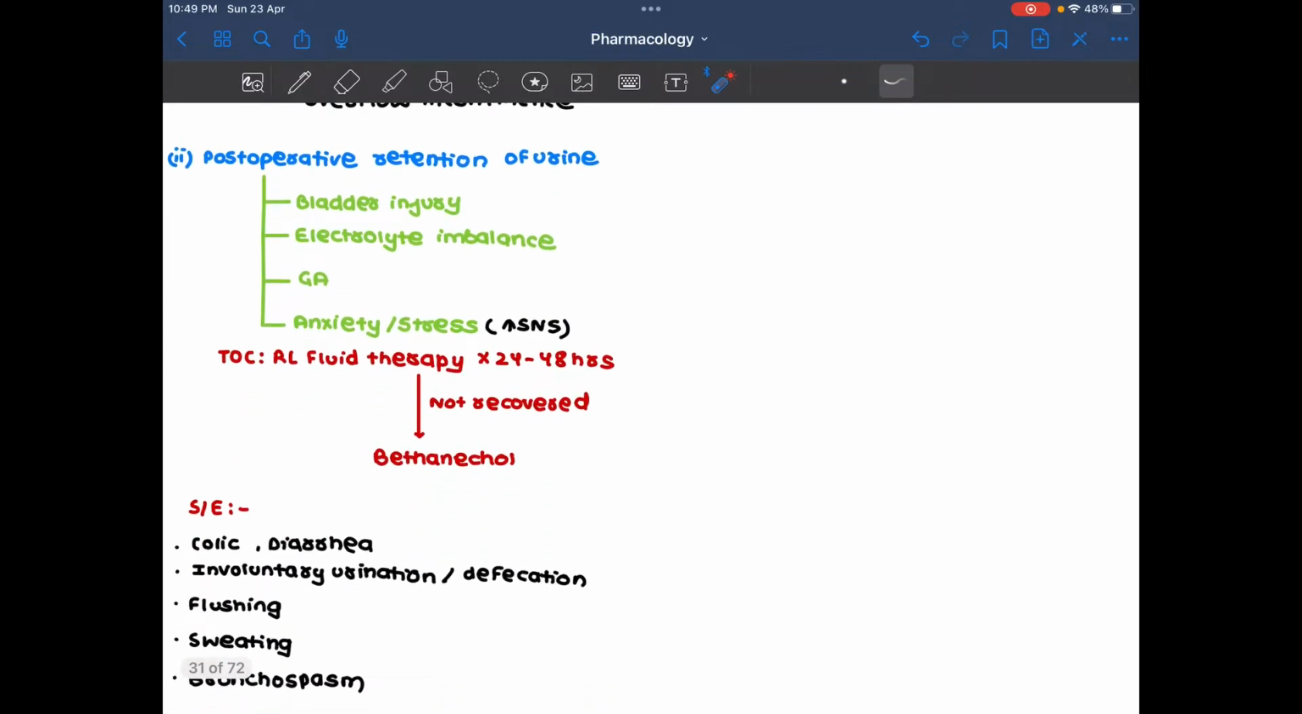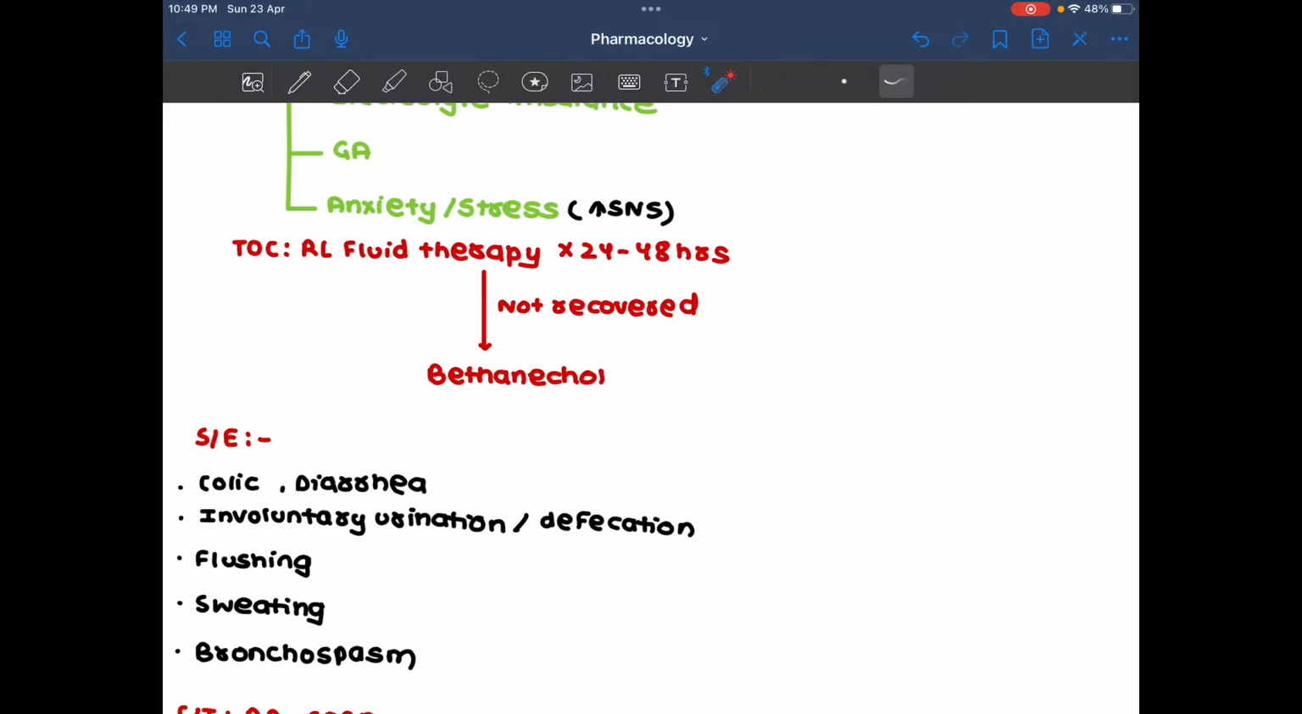And what are the side effects of all of these drugs? Because they activate the parasympathetic nervous system, I might develop colic and diarrhea. Why diarrhea? Because of increased secretions. Why colic? Because I'm going to increase the peristalsis. That might be painful. Involuntary urination and defecation can develop as a side effect, obviously.